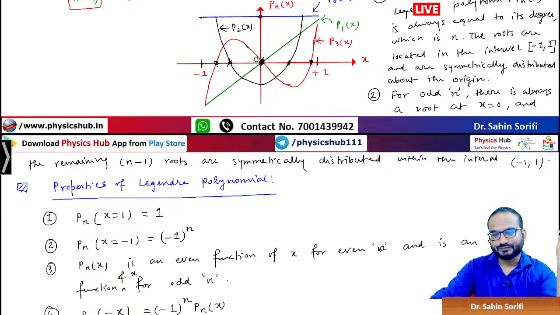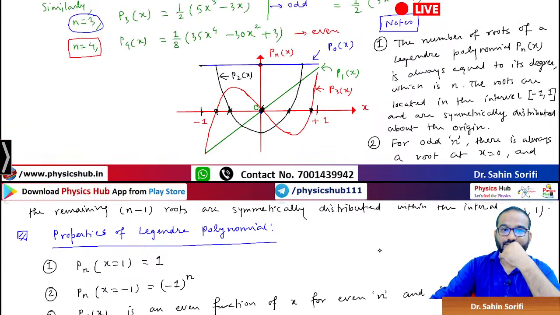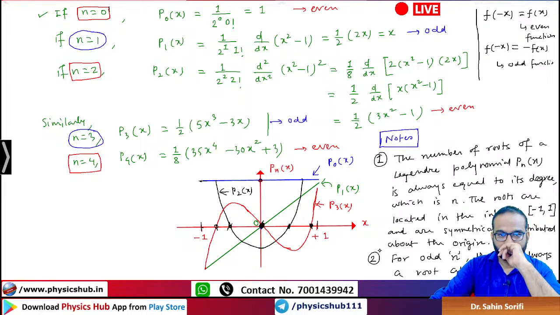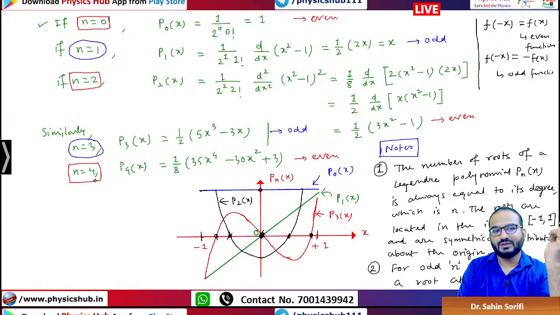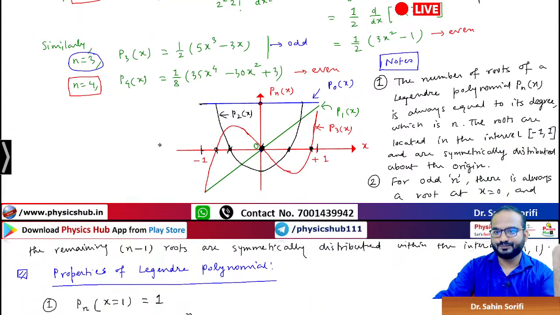Notice one thing, that for p0x the maximum power of x is 0. 1 is there, means we can consider that power of x is 0. For p1x the maximum power of x is 1. For p2x the maximum power of x is 2. For p3x the maximum power of x is 3. So whatever be the degree, that is the maximum power of x in the particular polynomial.